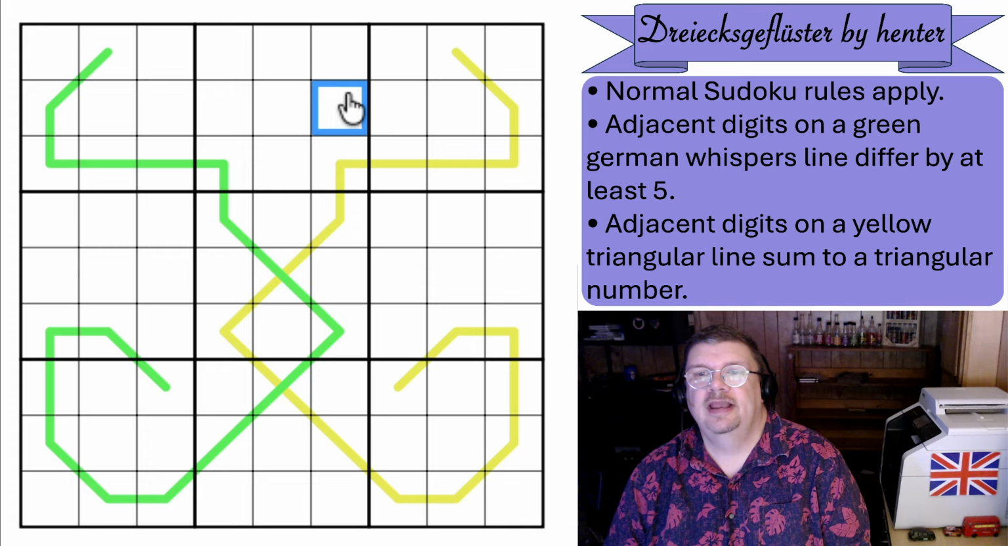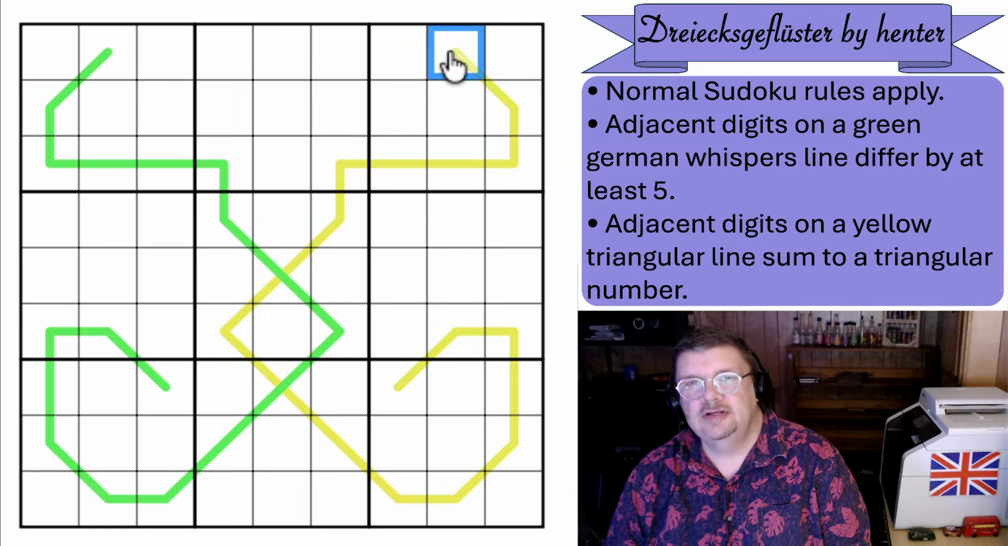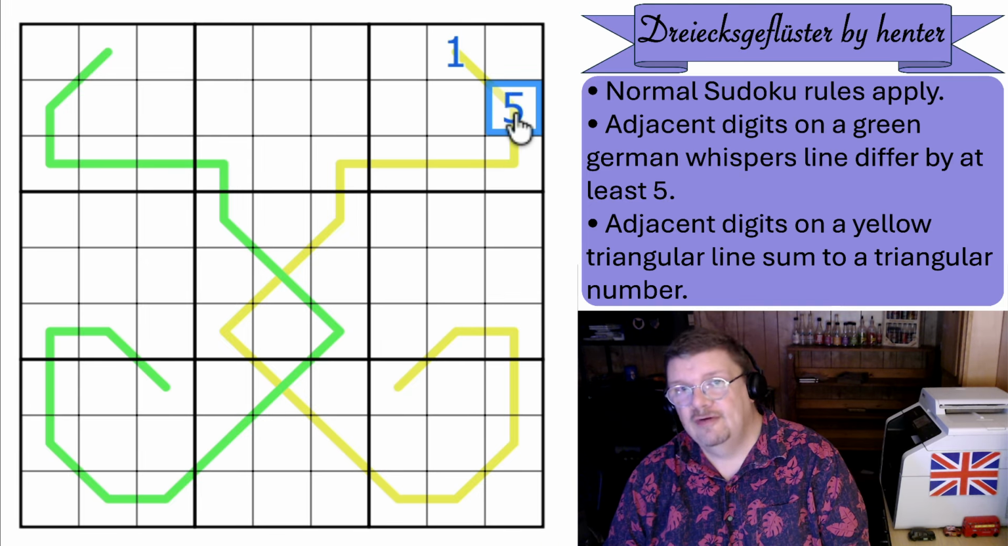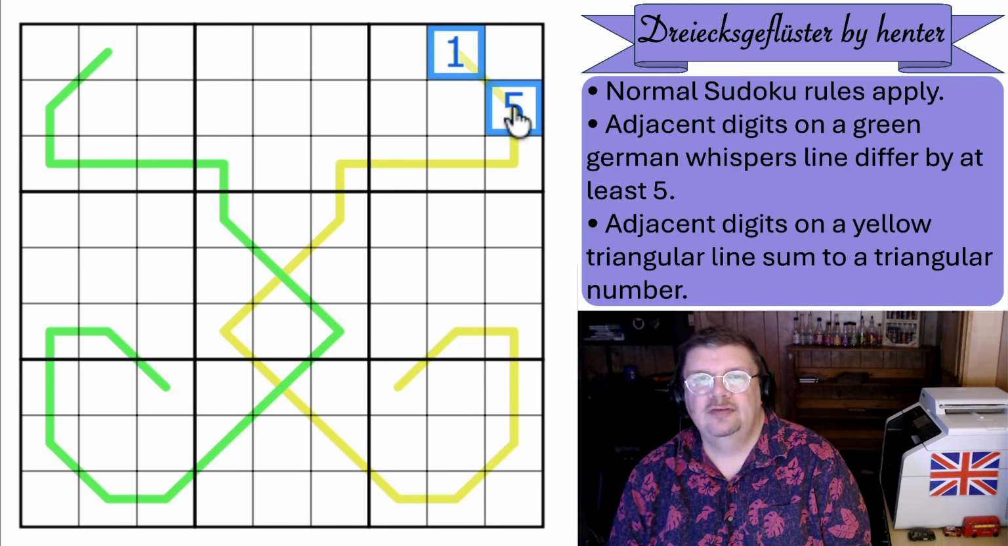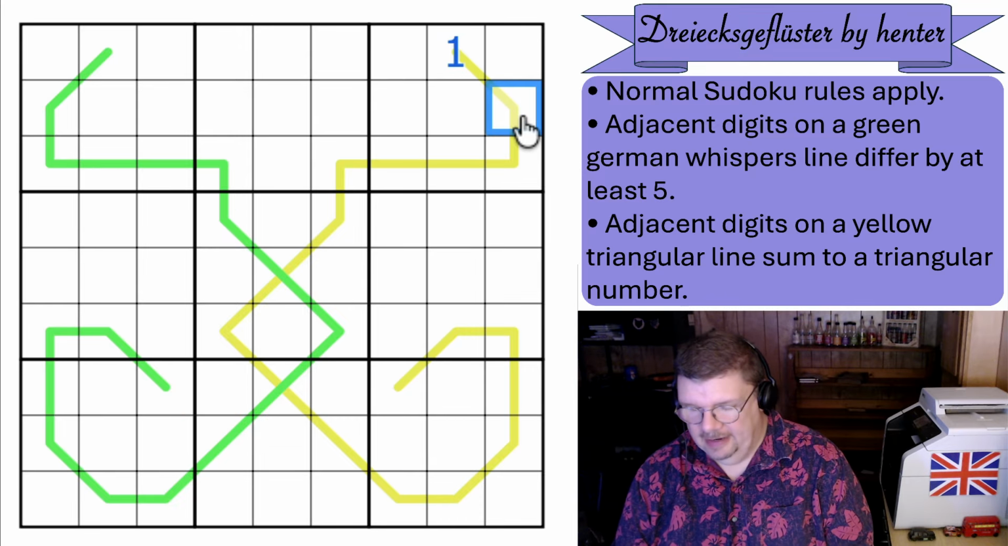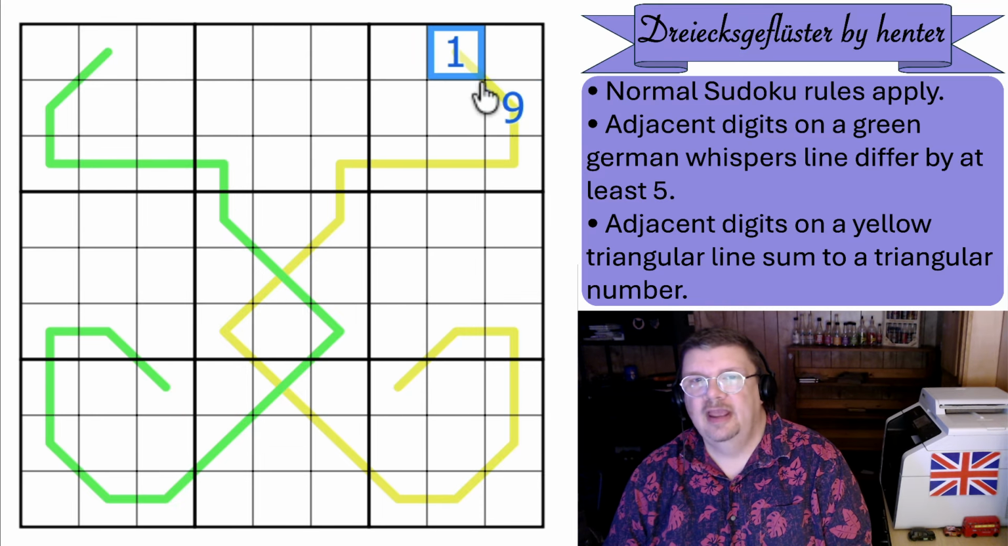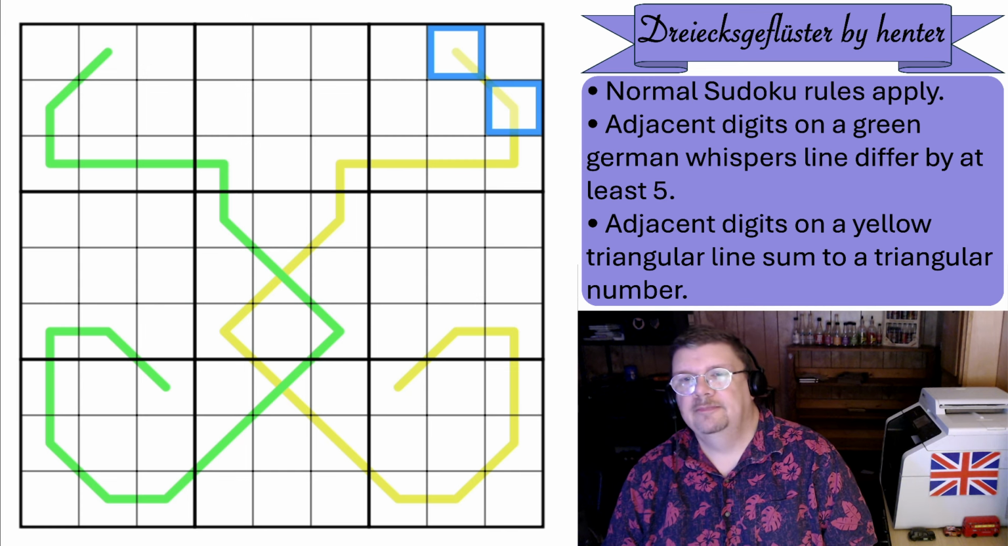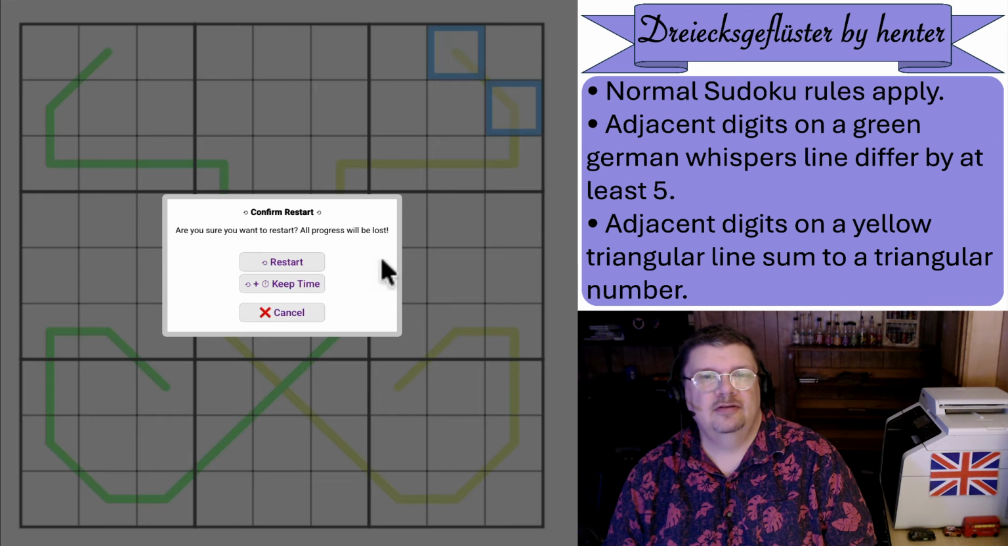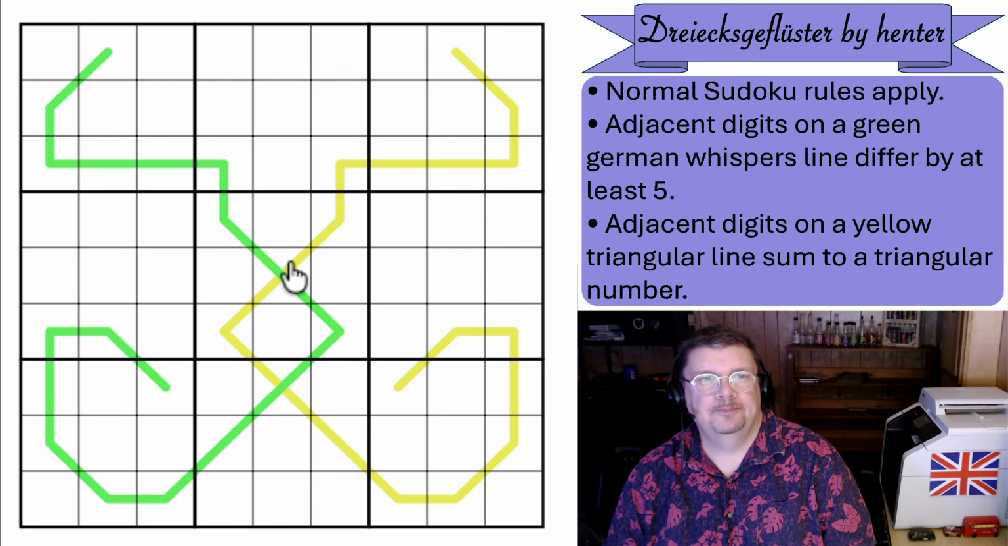Adjacent digits on a yellow triangular line sum to a triangular number. So digits here, we could have 1 and 2, because 3 is a triangular number. We could have 1 and 5, because 6 is a triangular number. We could have 1 and 9, because 10 is triangular, and we could have 9 and 6, because 15 is a triangular number. Okay, I'm going to restart the puzzle to reset the timer, and let's begin.